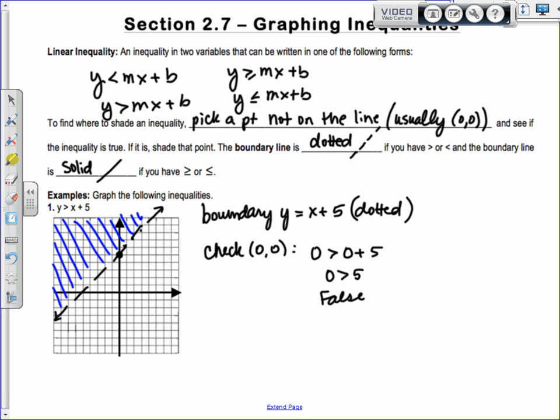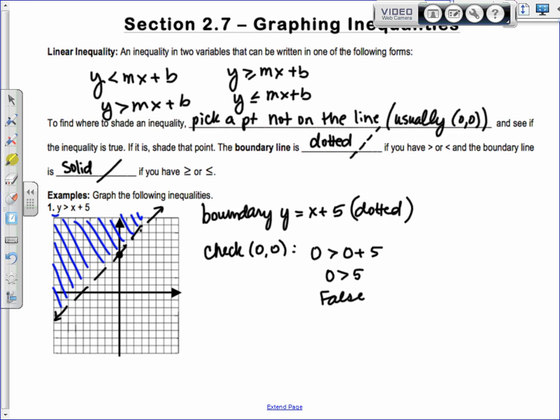Now, some of you know a shortcut. If it is in the form y equals mx plus b, or the greater than, less than, whatever, so if it's y is greater than x plus 5 with y isolated, then you can ask which way is the sign. Since it says y is greater than, you want all the y values that are bigger than that line, so you want above the line. If it said y is less than, then that would be below the line. You can use that shortcut as long as you have it in the y equals mx plus b form, so y is by itself.